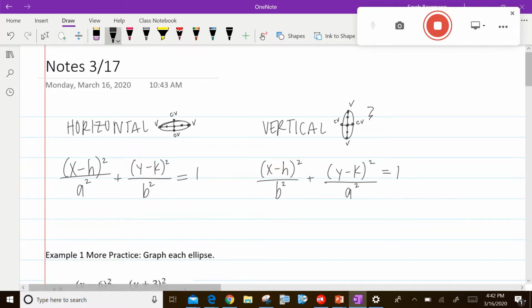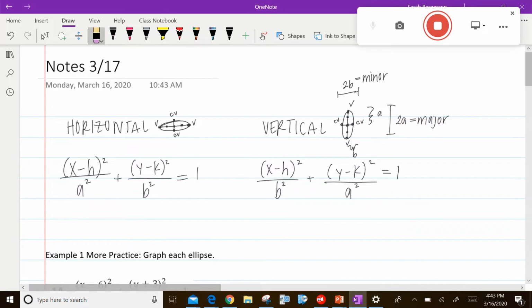So the A value represents the distance from the center to the vertex. The B value represents the distance from the center to a co-vertex. That means that the entire major axis would be equal to 2 times A. The entire minor axis would be equal to 2 times B. Last but not least, the distance from the center to a focus point is equal to C.